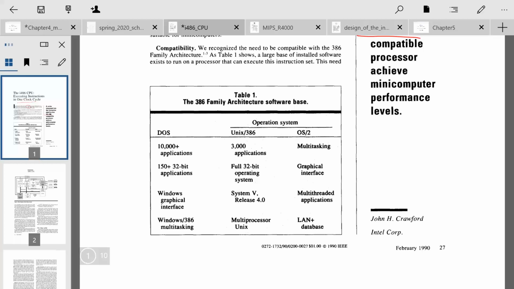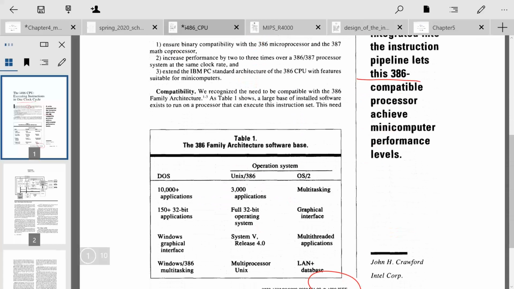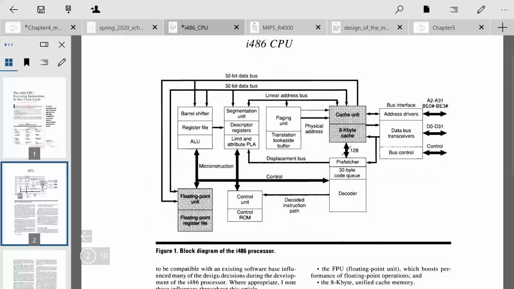A couple things I want to point out. This particular publication was published in 1990 in Micro, I believe. Micro is a well-known computer architecture conference that is still very well regarded today. Here's a little diagram of what the 486 has, and one of the big changes to the 486 is the floating point unit is now on chip.